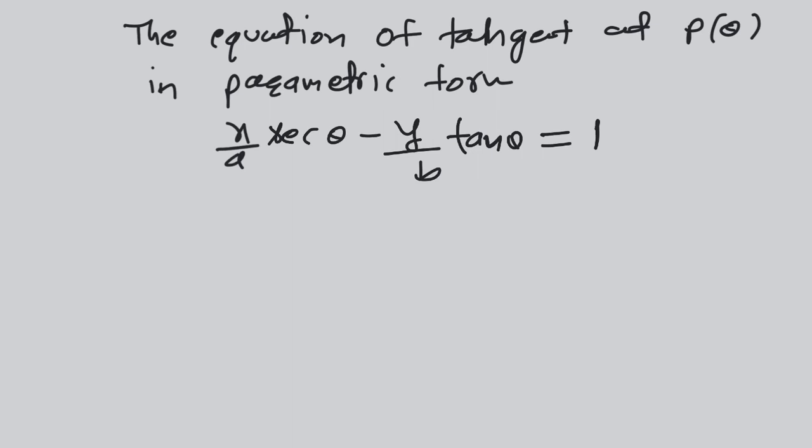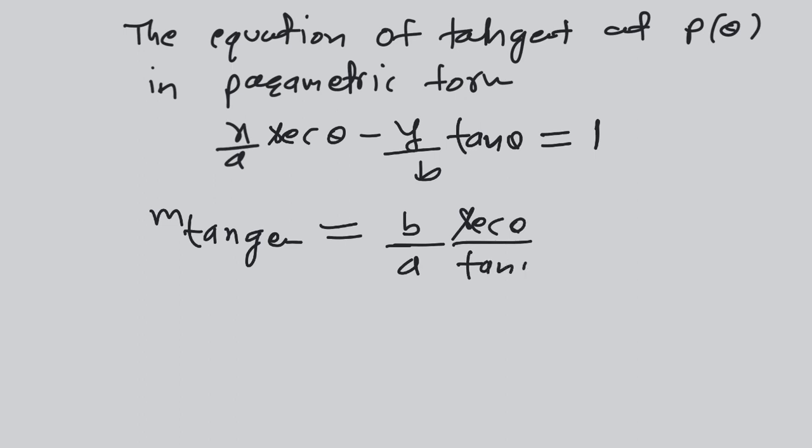Now what will be the slope of the tangent here? The slope m of the tangent is the coefficient of x, after converting this tangent into the form y equals mx plus c, so we get b by a, sec theta upon tan theta. Sec theta upon tan theta is 1 by sine theta, so the slope is b by a sine theta. Here b is 2 and a is 3, so 2 by 3 sine theta.